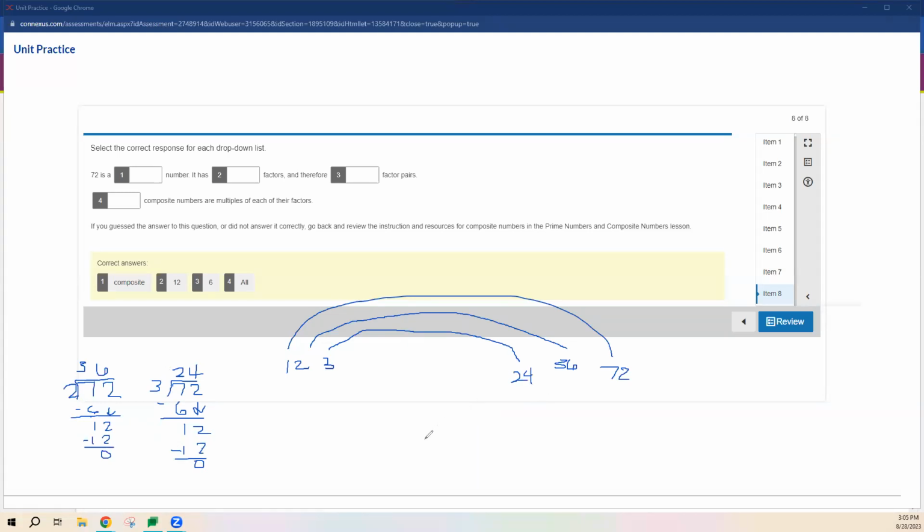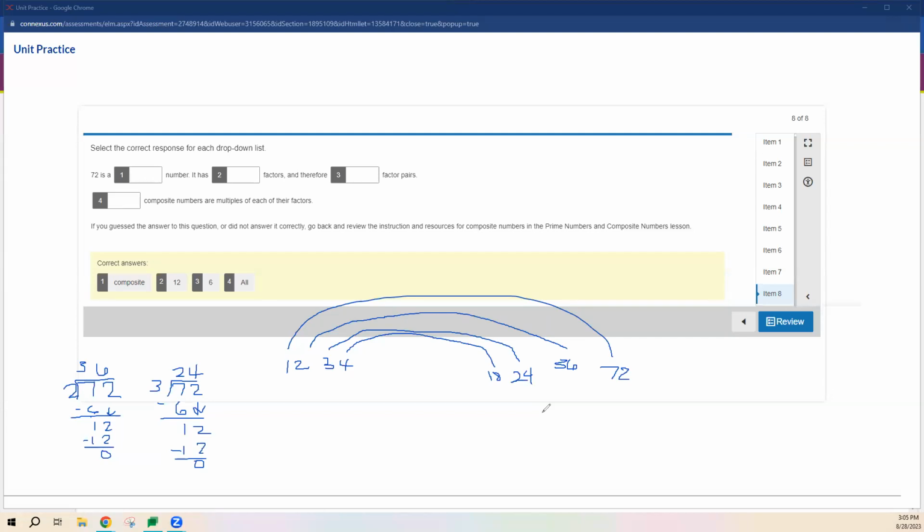Does 4 go into 72? Well, if you remember when I counted, I said, I know 4 times 20 is 80. And then I went down by 2 groups of 4. So 80, 79, 78, 77, 76, 75, 74, 73, 72. Yes, it does. So 4 times 18. What about 5? No, it doesn't end in a 5 or 0, so 5 is not a factor.